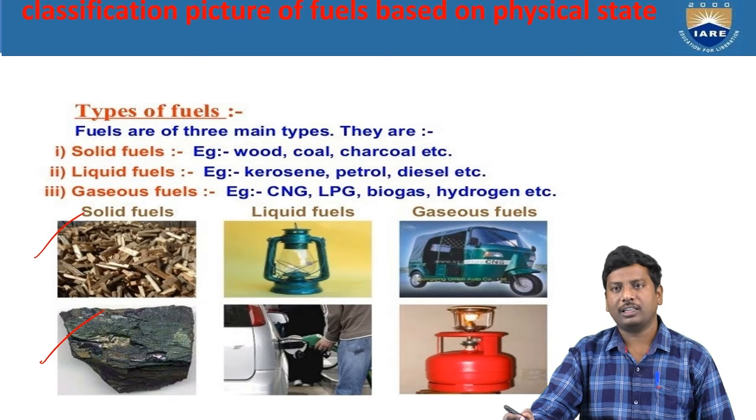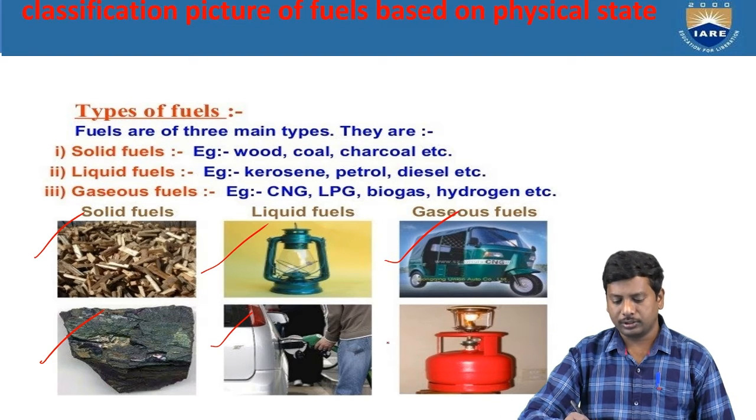And liquid fuels. What are the liquid fuels? Kerosene is used for lamps. And for transport purposes, we use petrol and diesel, especially in cars. And the third one is gaseous fuels, which are also used for transport, especially in cities: CNG, compressed natural gas cars. We also use LPG, liquefied petroleum gas, for domestic purposes, and biogas and hydrogen gas. All of these are examples of gaseous fuels. This is about the classification of fuels based on physical state.